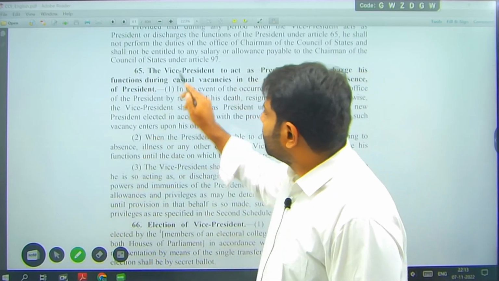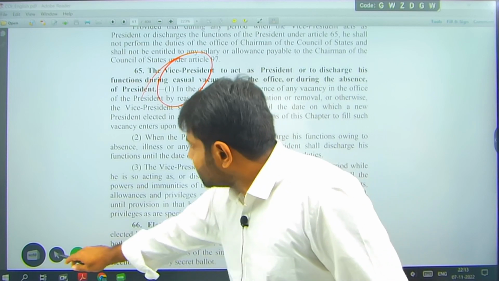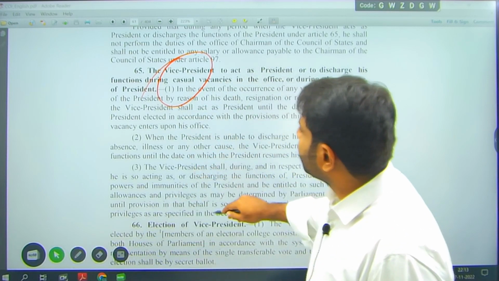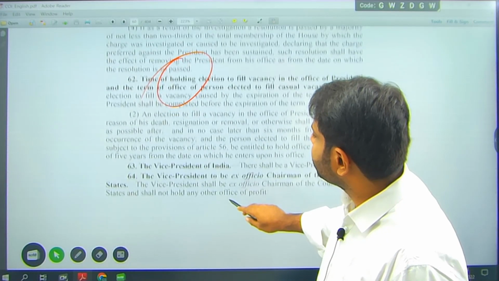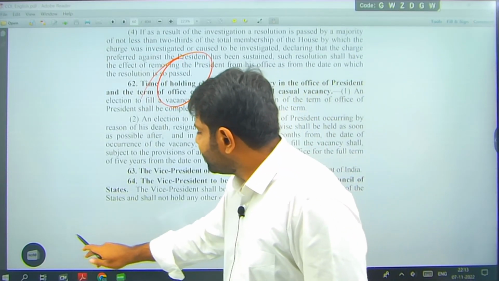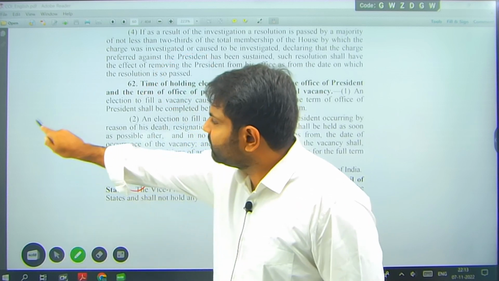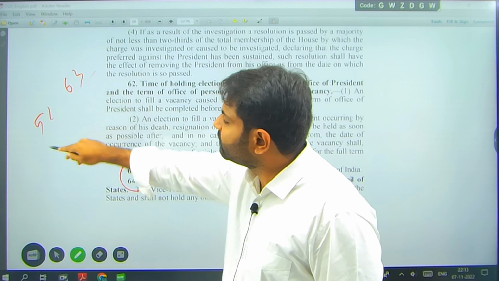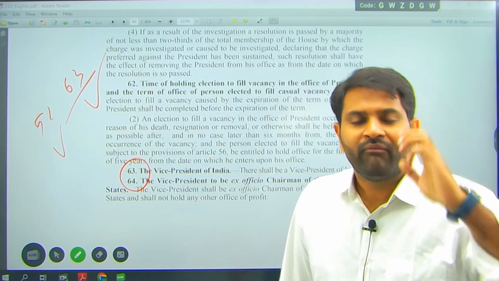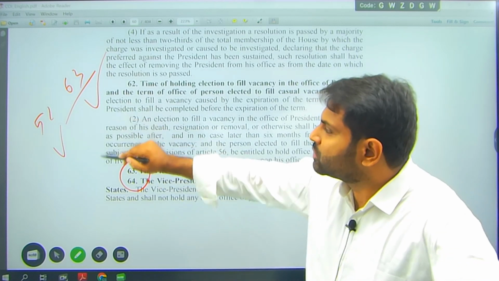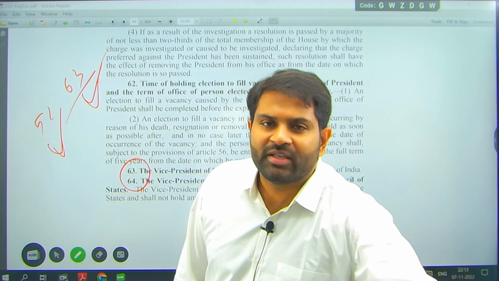Next one, Vice President. In India, we have a person called Vice President. Article 63 is saying we have Vice President of India. Can you see 52? Can you see 63? 52 is talking President should be there. Article 63 is saying that we have Vice President of India. Remember these two terms. One is saying President of India, Article 63 is saying we have Vice President of India.